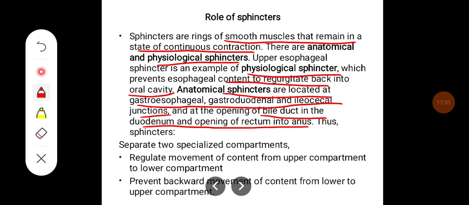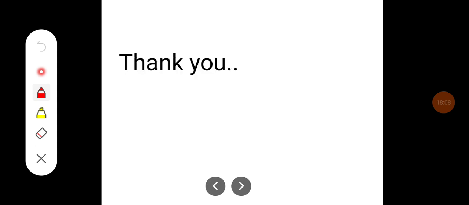Thus, sphincters separate the two specialized compartments. They regulate the movement of the content from the upper compartment to the lower compartment and prevent backward movement of contents from lower to upper compartment. So, this is in brief about the motility of the GI tract.